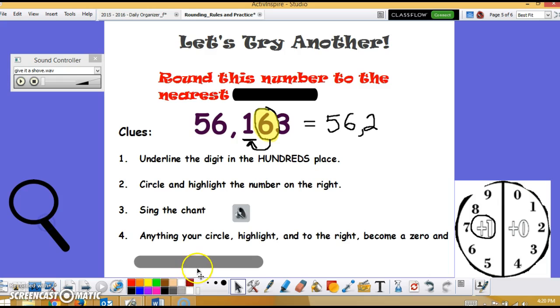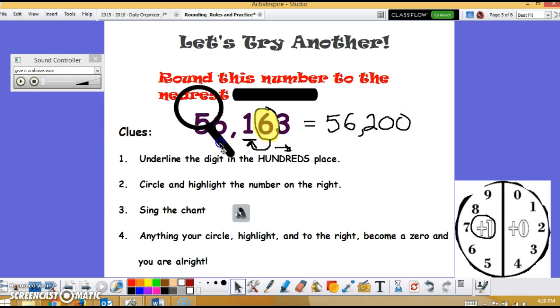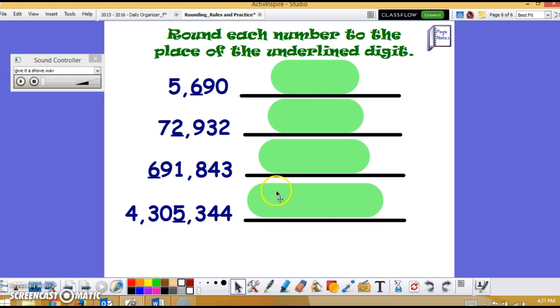Anything in your circle and highlight and to the right becomes a 0, and you're all right. So this is in my circle and highlighted, and also anything to the right, which would be this 3, becomes a 0, and you're all right. So when rounding the number 56,163 to the nearest 100, and following these 4 rules, I get the answer of 56,200.